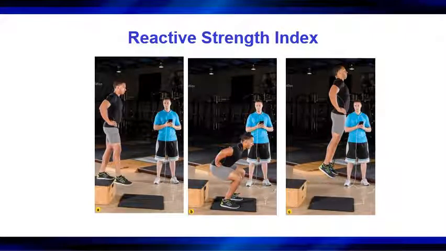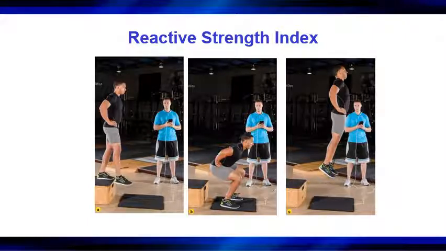So in this test, it's what's called a reactive strength index. You can see he's landing off of the box. Same idea. So you're going to get a measurement here. You're going to contact the mat, and it looks at the maximum height of the jump. So it's basically testing more of a reactive ability due to the fact he's landing and having to immediately respond.